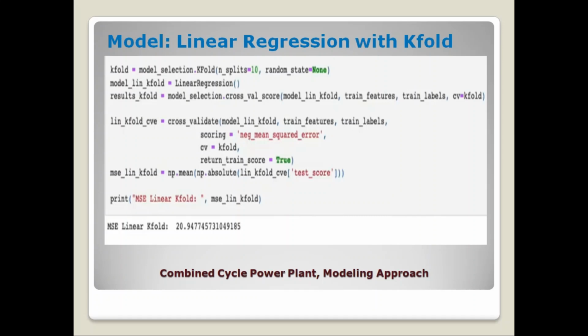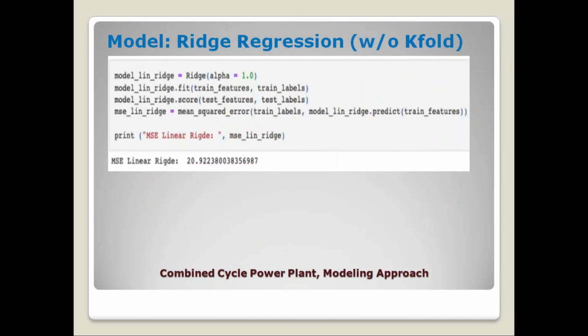The next model we evaluated is linear regression with k-fold validation. In this we use a validation set within our training set and split for the k-fold. Doing that we see that the MSE is 20.947745 and a few more decimal values ahead, which is still very close to what we saw in linear regression.